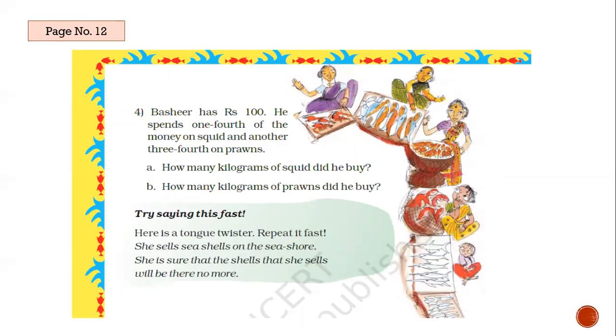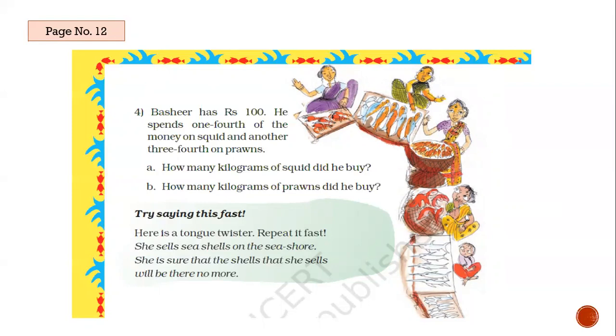Next question. This is on page number 12 of your textbook. Bashir has rupees 100. He spent 1/4 of the money on squid and another 3/4 on prawns. Initially, the money Bashir has is rupees 100. 1/4 is 100 divided by 4, which is 25. So rupees 25 he spent on squid. Another 3/4, that is 3/4 of 100, is 75 rupees. 75 he spent on prawns.